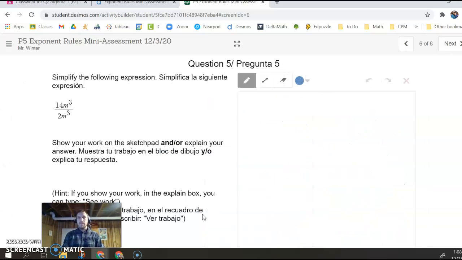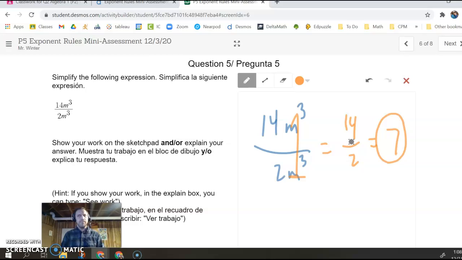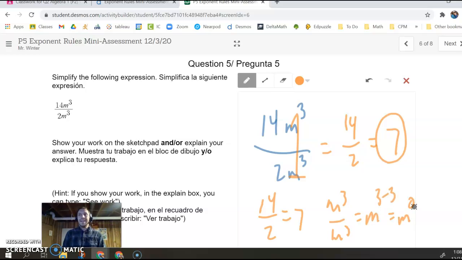And so here we go. We have 14 m to the third over 2m to the third. Maybe you recognize right away that you could just simplify m to the third divided by m to the third is 1. Then you'd be left with 14 over 2. 14 divided by 2 is 7. Much easier than you thought, right? If you didn't see that, you could still say, well, I know 14 over 2 is 7. M to the third over m to the third can be m to the 3 minus 3, or m to the 0. Anything to the 0 power is 1, so you have 7 times 1, which is 7.